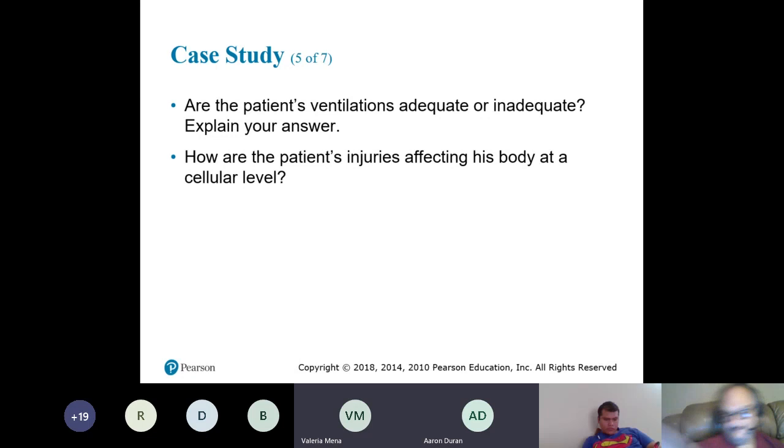So this patient, how are you going to deliver oxygen to him? BVM, good. Why? Because he's breathing more than 24, yes. All right, the next question: how are the patient's injuries affecting his body at a cellular level?